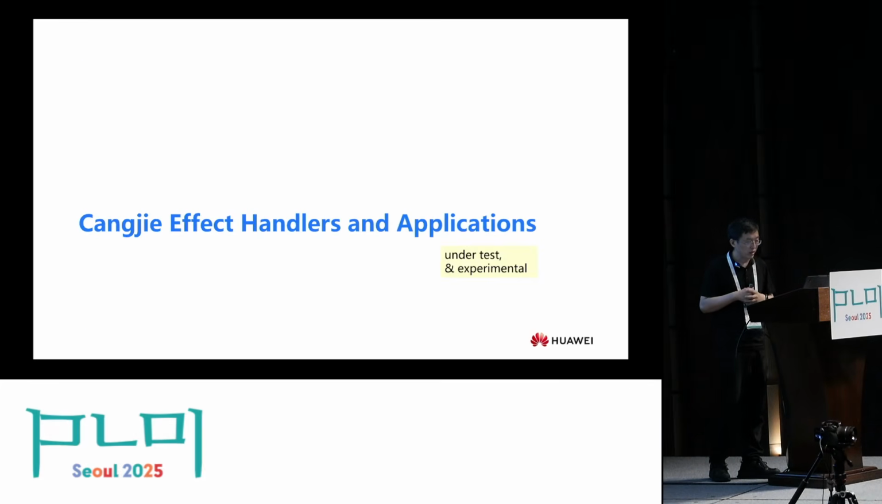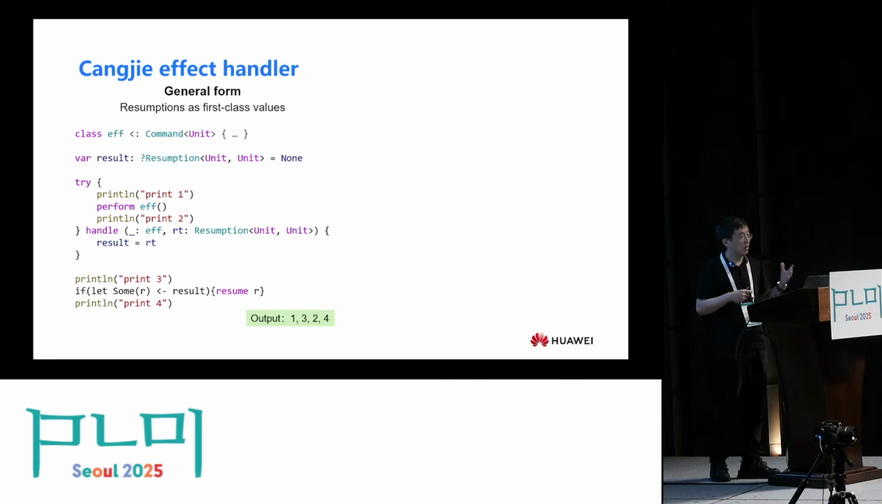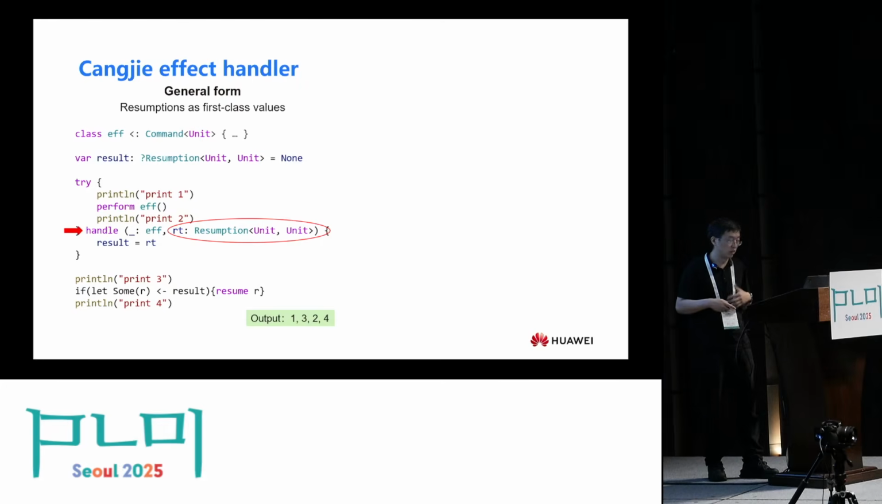So next, I will spend some time to introduce the support of effect handlers in Cangjie and some of the applications. Many of us are already very familiar with effect handlers. So here in this try block, when we perform an effect, it's like throwing an exception. So we jump to the handler, and then we get this resumption as a first class value so that it can be stored in variables.